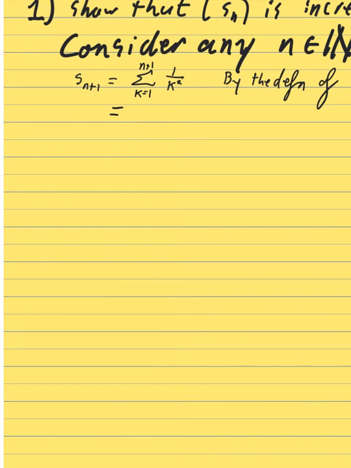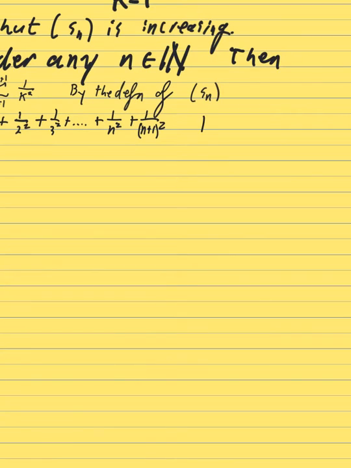Well, but what does this summation mean? That means 1 plus 1 over 2 squared. Actually, I don't care that that number is 1. I care that the number is 1 over 1 squared, which is 1, plus 1 over 2 squared, plus 1 over 3 squared, plus dot dot dot, plus 1 over n squared, plus 1 over n plus 1 squared, by expanding.